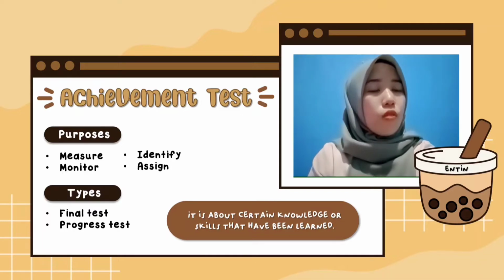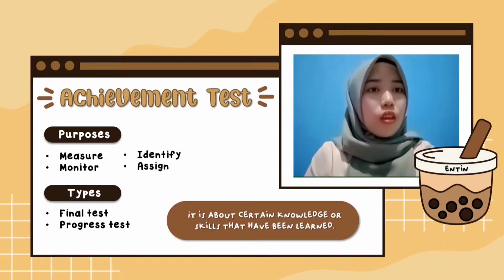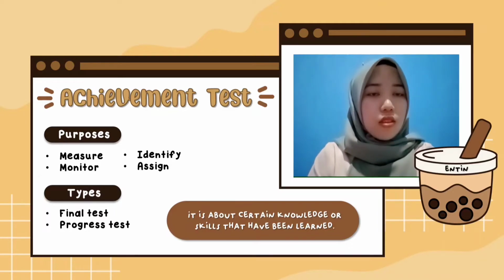The purpose of achievement tests. Achievement tests are universally used in the classroom mainly for the following purposes. First, to measure whether students possess the prerequisite skills needed to succeed in any unit or whether the students have achieved the objective of the planned instruction.